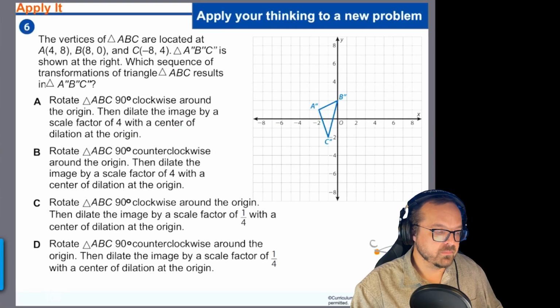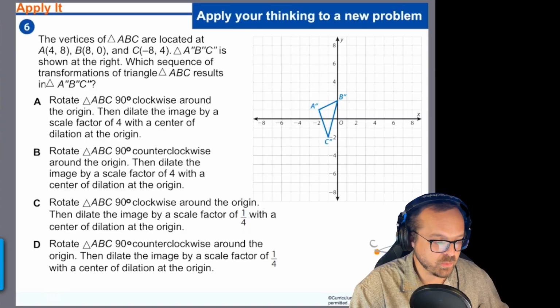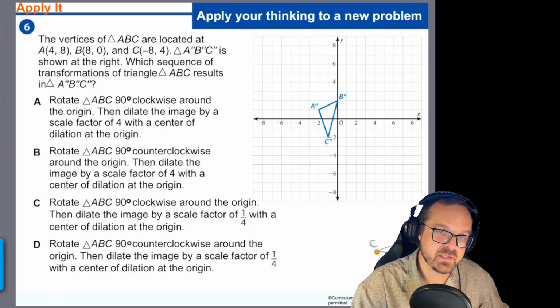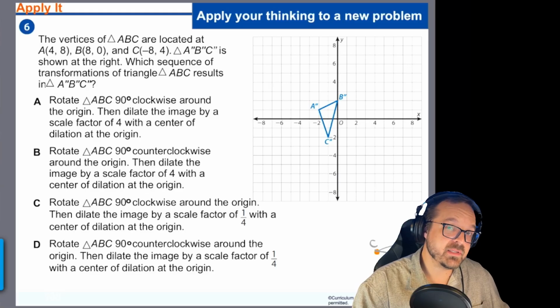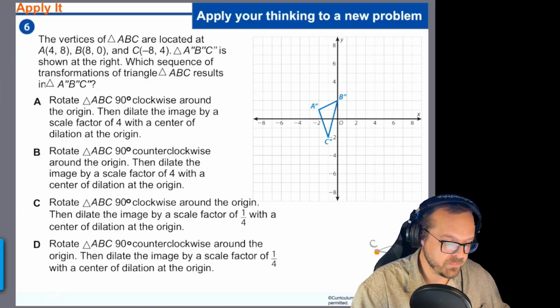Number 6: the vertices of a triangle ABC, which is not graphed here. We have A double prime, B double prime, and C double prime, shown here at the right. The sequence of transformations of triangle ABC results in A double prime, B double prime, and C double prime. Which of these, A, B, C, or D, would get us from ABC to this A double prime, B double prime, C double prime?